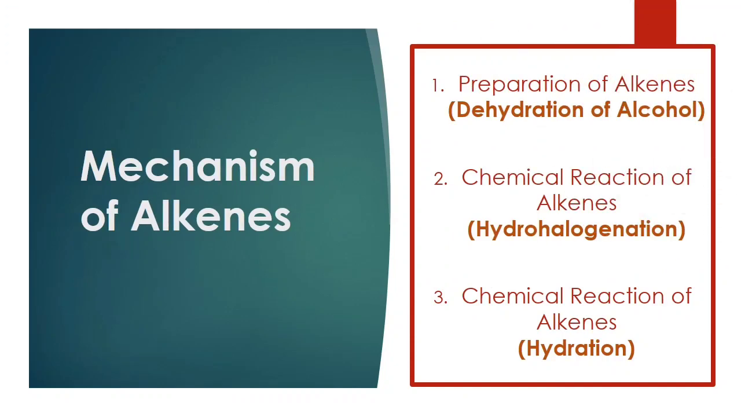Okay, so before this we already looked at the preparation of alkene mechanism, which is dehydration of alcohol. Now we are going to focus on chemical reaction of alkene, hydrohalogenation. So as we know that in hydrohalogenation, alkene will react with hydrogen and halogen, either HCl, HBr.